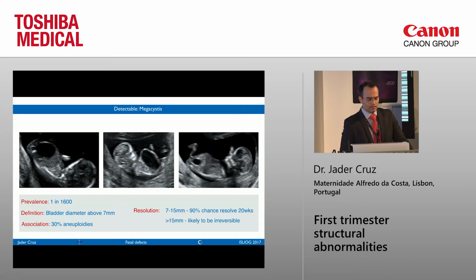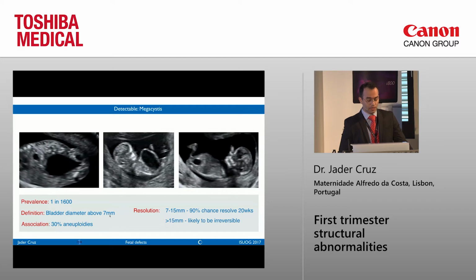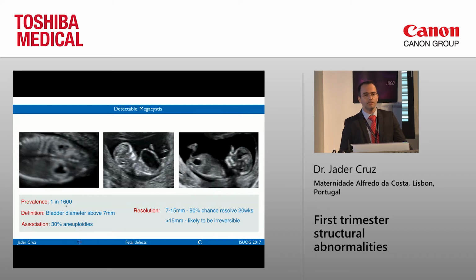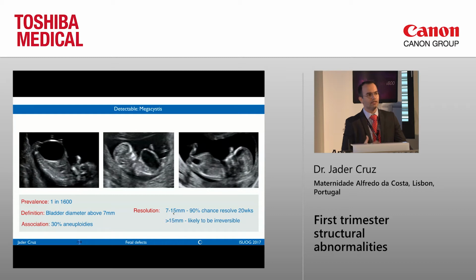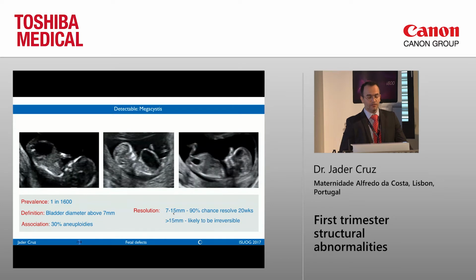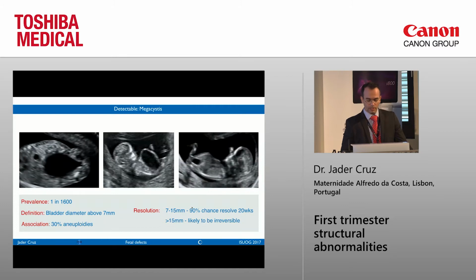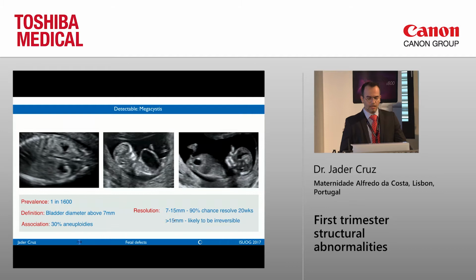Megacystis is defined by a bladder diameter higher than 7 millimeters. There is a strong association with aneuploidies. The prevalence is around 1 in 1,600. And interesting, if you have a bladder that is less than 15 millimeters, these are the megacystis cases that are more likely to be related with chromosomal abnormalities. And if that is not a chromosomal abnormality, the chance of resolving spontaneously is about 90%. If it is bigger, more than 15 millimeters, it's less likely to be reversible, and it is also likely not to be related with a chromosomal abnormality. Just to remind you a little bit of that.